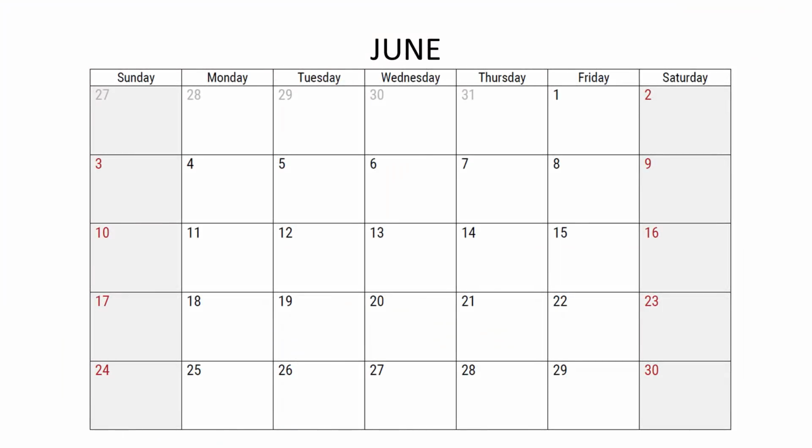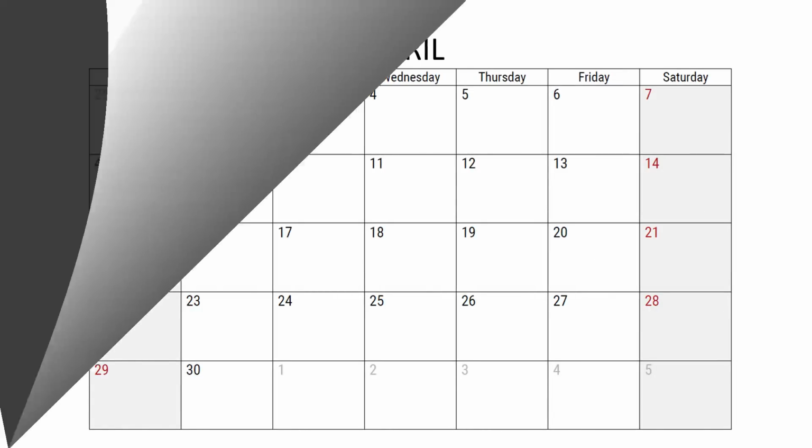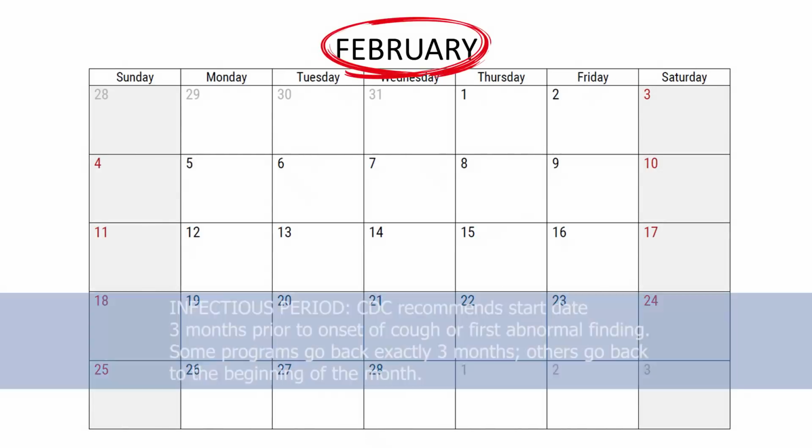It's most important to understand the infectious period, to understand when the patient might have been the most infectious and exposed others that they've come in contact with during that period of time. She's been sick for 4 weeks, so starting today, the 12th, I'll go back a month into May, and then 3 months prior to that, into February.